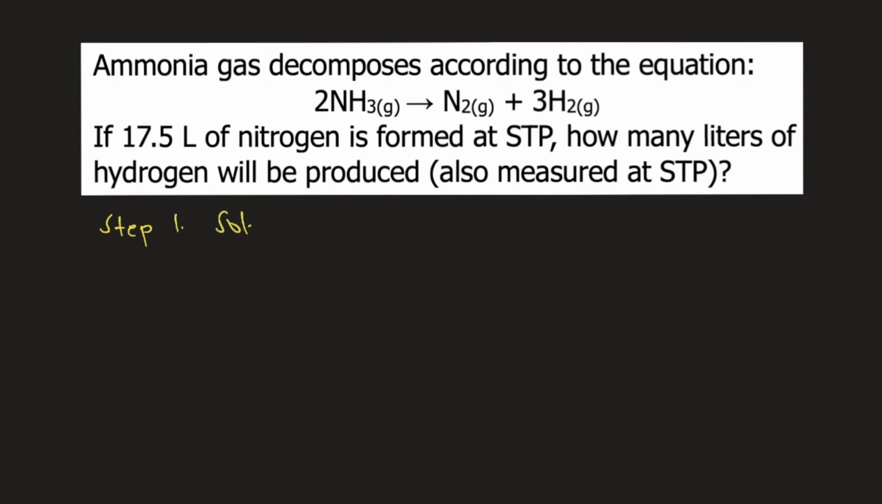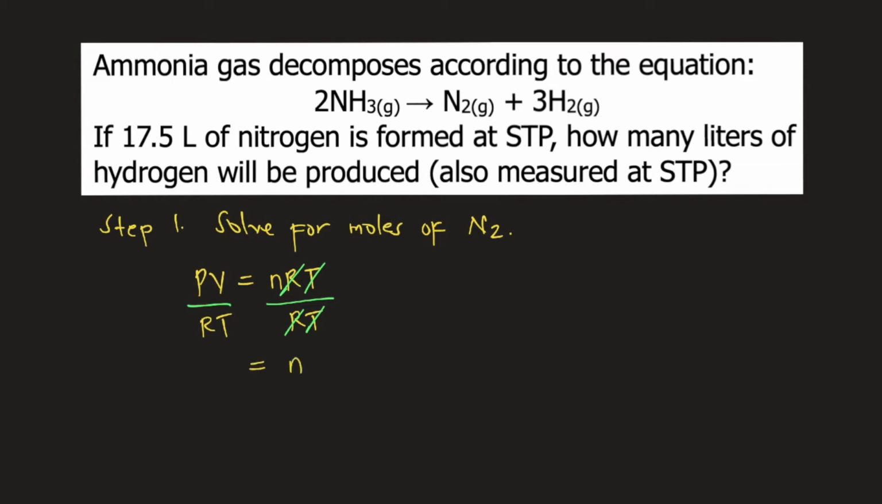So step 1 would be to solve for the moles of nitrogen gas. So how do we solve this? We use the ideal gas equation. So the ideal gas equation is PV equals nRT. So if you want to solve for moles, moles is n, you need to divide both sides by RT. So RT would cancel on the right side, and your equation becomes n is equal to PV over RT.